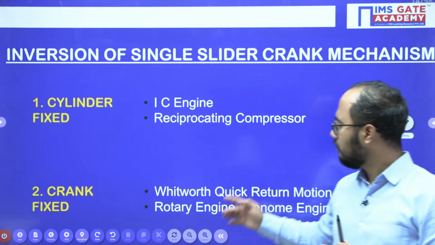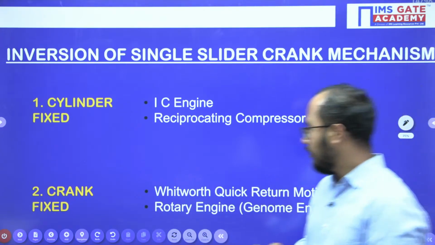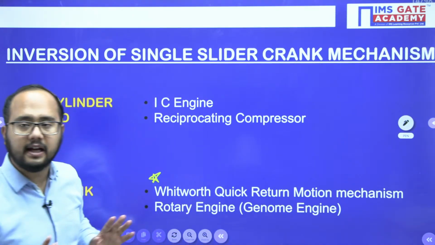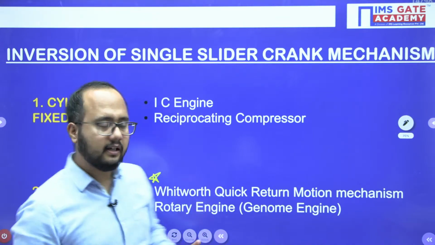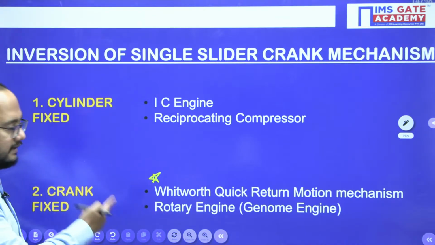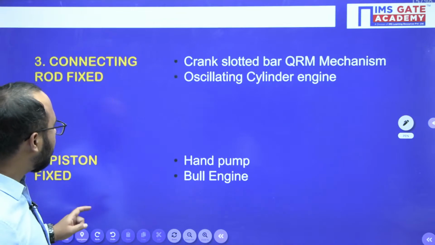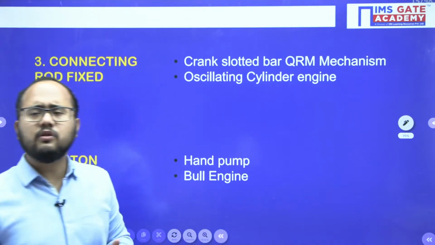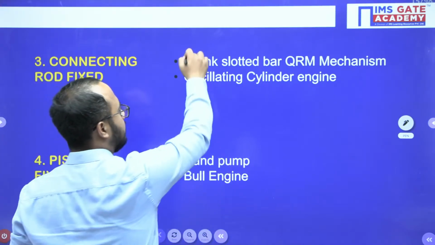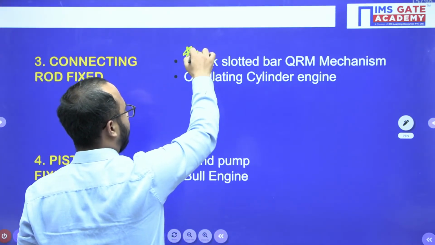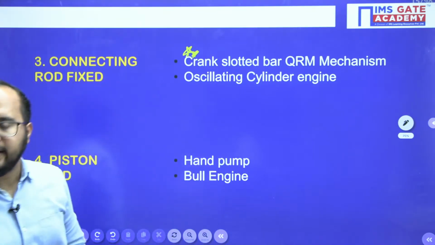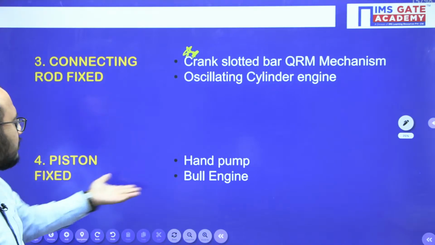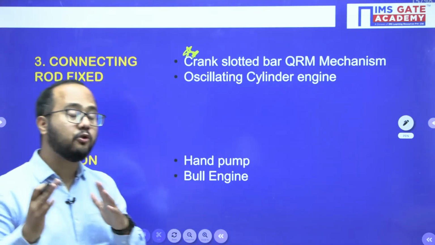Crank fixed, Whitworth and the rotary engine. Here this Whitworth is important. Why? Because directly numericals they will ask from the Whitworth. We'll see this Whitworth later. Next, connecting rod fixed, crank slotted bar, QRM, that is the quick return motion mechanism. This is also important. From this they have already asked many questions, many numericals. And if piston is fixed, the Pendulum engine. These are the examples that you should remember.